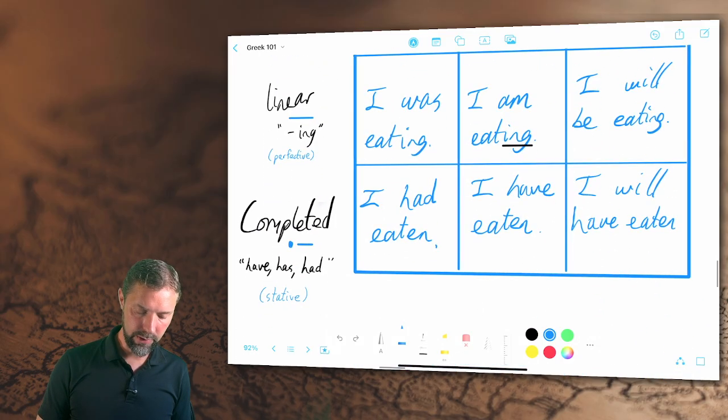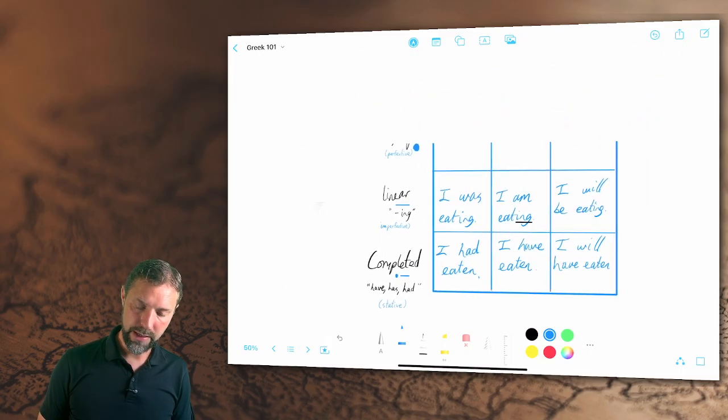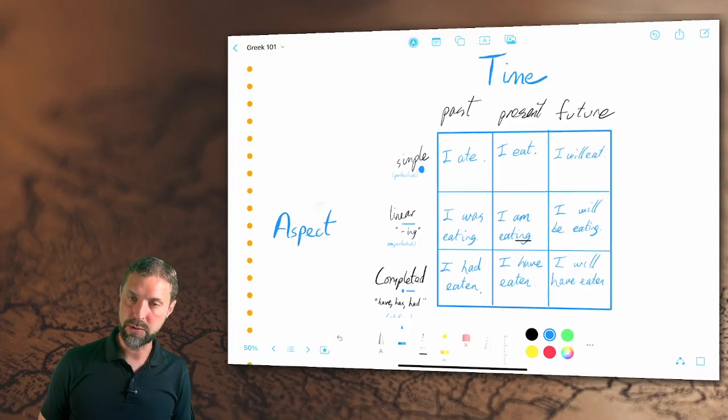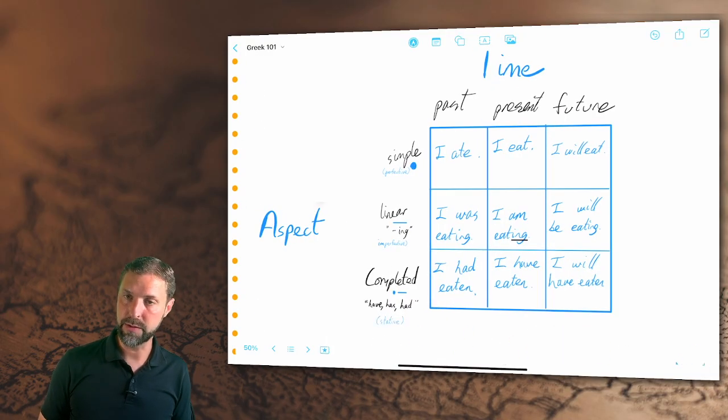And the last set we looked at were the completed forms. Let me get this imperfective back in here. The completed forms have, has, had, and Plummer would refer to these as stative verbs. I had eaten, I have eaten, I will have eaten. And if you put those out into a square with time and aspect, you can see all the different variations or the derivations each one of these forms worked out.